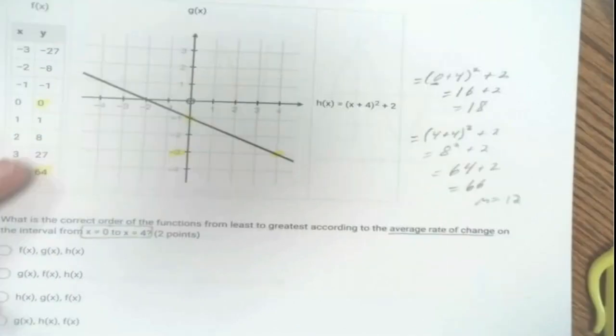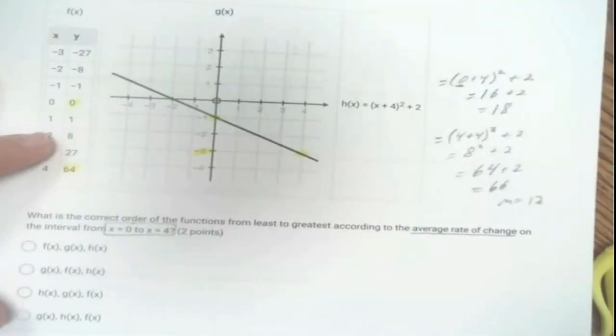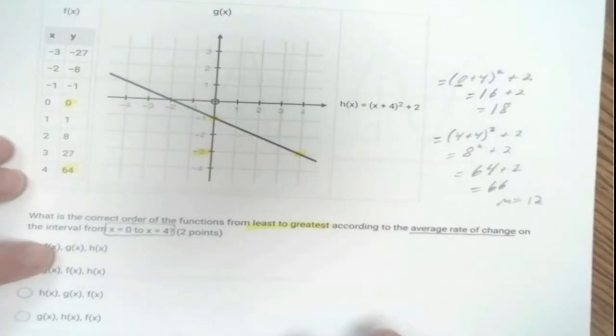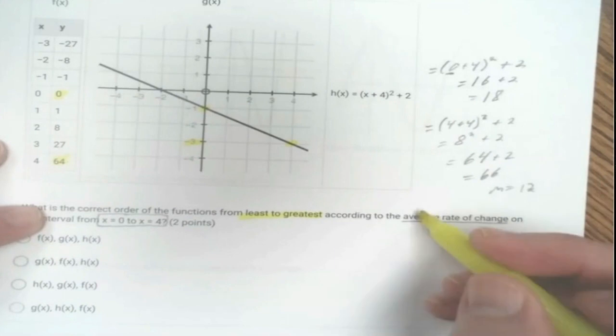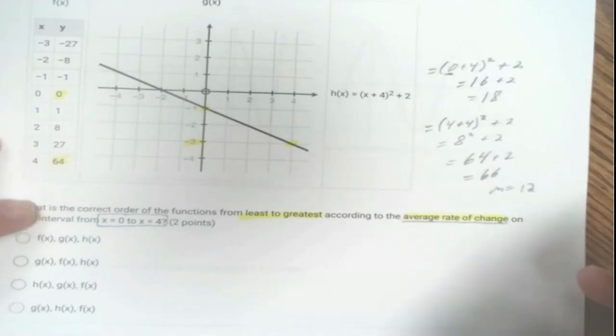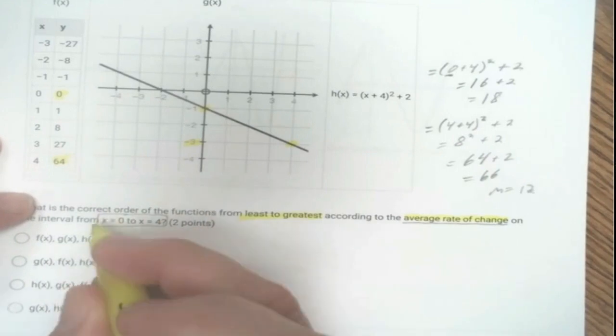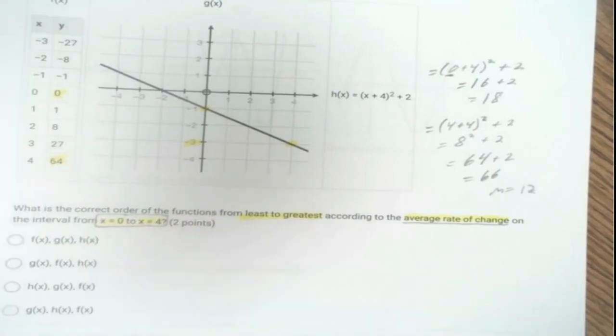Compare the following functions. This wants to know what is the correct order from least to greatest. Let me highlight that. According to the average rate of change, which is also known as the slope, right? The average rate of change from 0 to 4, when x equals 0 to x equals 4. Okay, so let's look at these 3 functions they have.